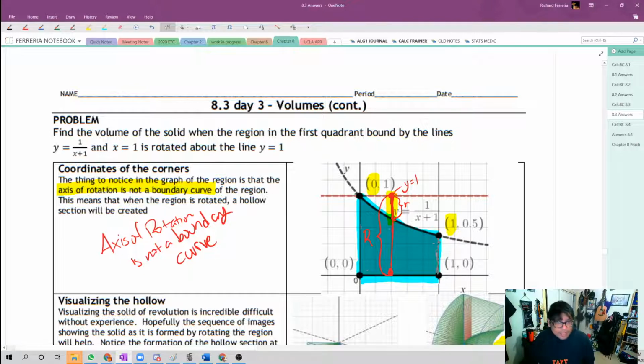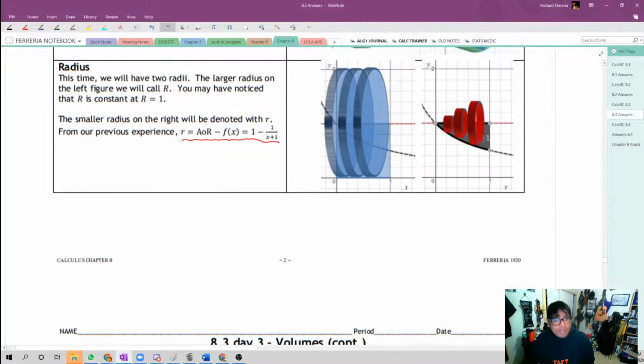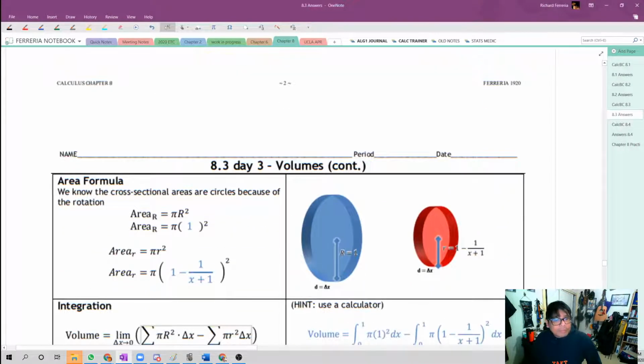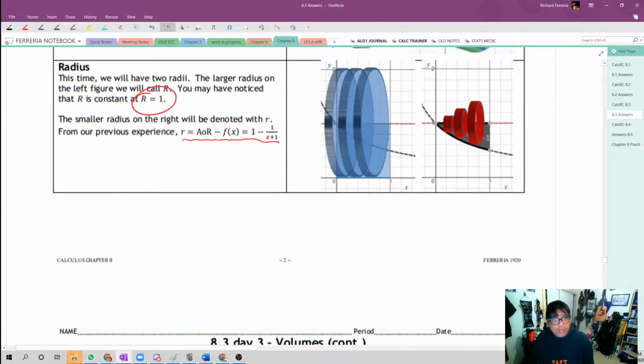So for these washer methods, you're going to have to contend with 2 radii. And that's really one of the bigger challenges here. So here's our larger radius. Here's our smaller radius. And let's get going with this.